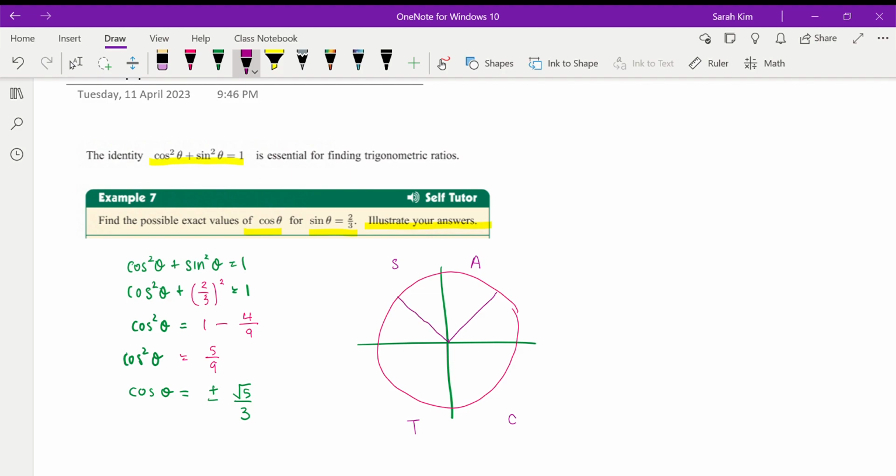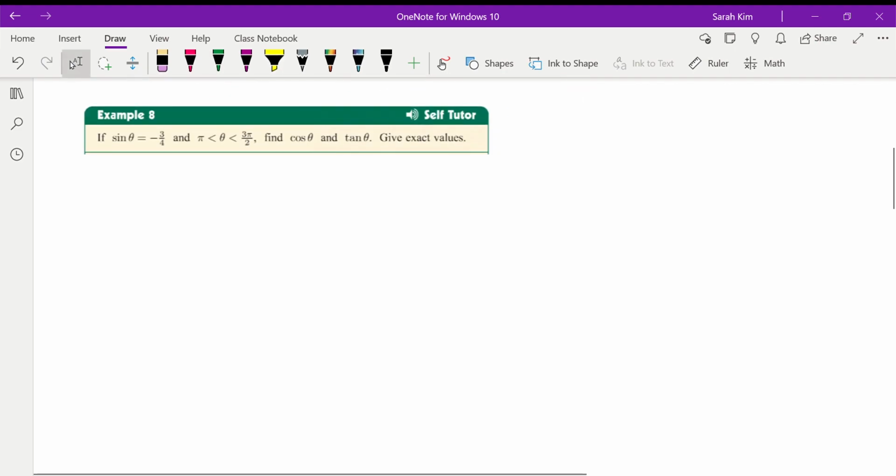I don't actually know what the angle is, but all I do know is at these 2 points there is an answer of, this one's going to be the positive cos value, and then the sine value is 2 over 3. And then this one's going to be a negative cos value, and the sine value is the same. So this is what the answer demonstrates. So you should be able to copy that down. Moving on to the next example.